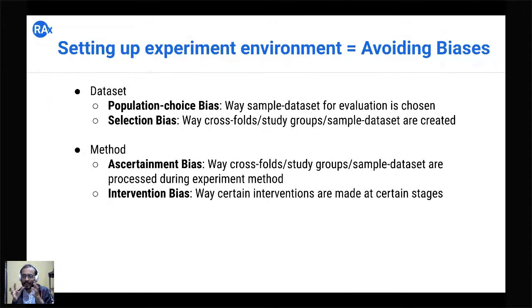So the makeup of every cross-fold or every sample data set is such that it will prove your point, right? Those are selection biases, and you have to make sure of that. And by the way, it's not that you are intentionally going to do it. Most of the time, you are not intentionally doing it, but it creeps in. You don't even know, but it creeps in. So you have to be very careful when you are choosing your data set or sample set, and when you are doing the cross-folds.